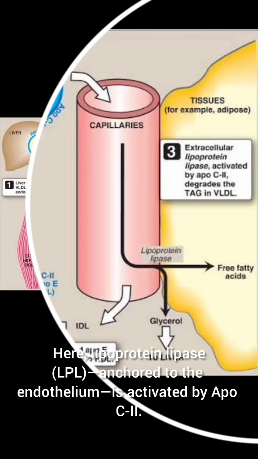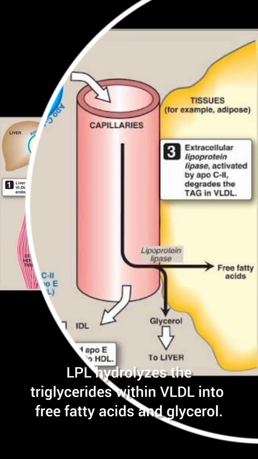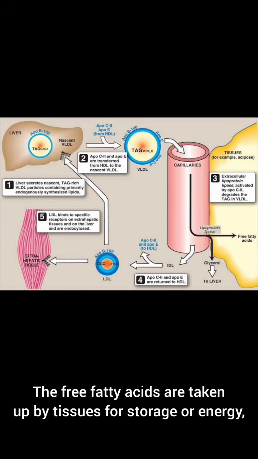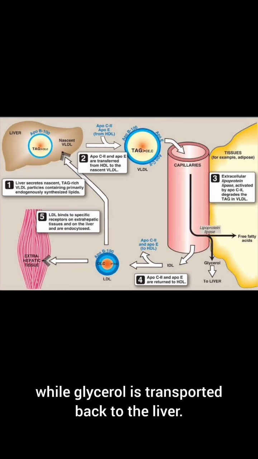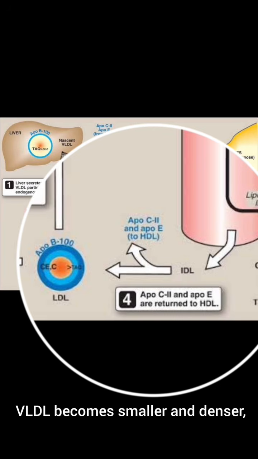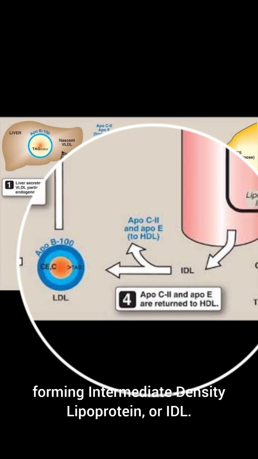Here, lipoprotein lipase, LPL, anchored to the endothelium, is activated by Apo C-II. LPL hydrolyzes the triglycerides within VLDL into free fatty acids and glycerol. The free fatty acids are taken up by tissues for storage or energy, while glycerol is transported back to the liver. As triglycerides are progressively removed, VLDL becomes smaller and denser, forming intermediate density lipoprotein or IDL.